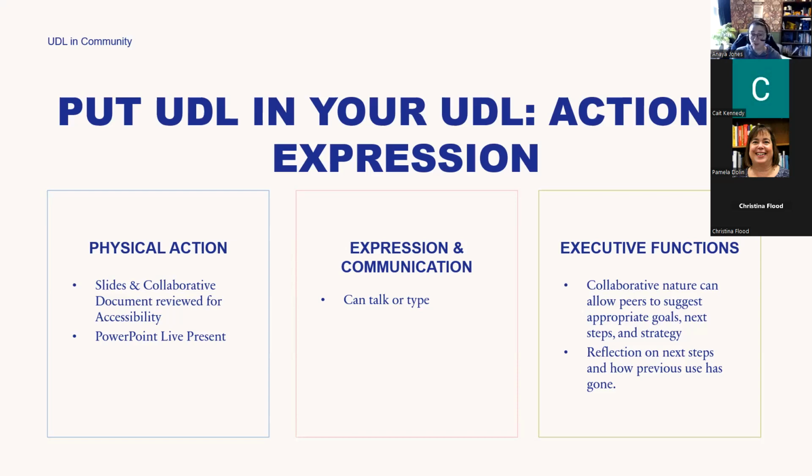In terms of expression and communication, we want to give folks the options to communicate out in the way that works for them. So they can either type in the chat, or they can unmute and talk. We have different options there. For executive function, the collaborative nature of the activities can allow my colleagues to suggest appropriate goals and next steps for themselves, and even build strategies. And the reflection on the next steps in the process and how previous sessions have gone is going to help cement what worked, what didn't work, and what we can maybe do differently.